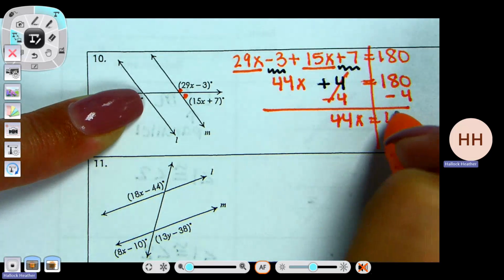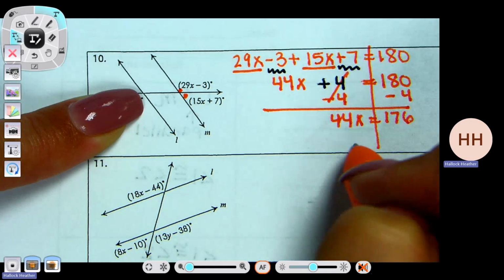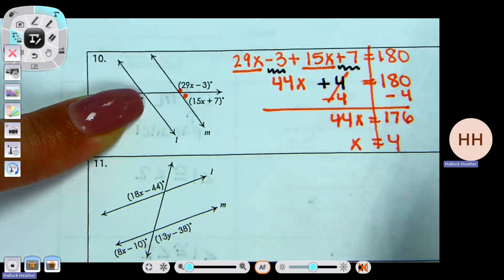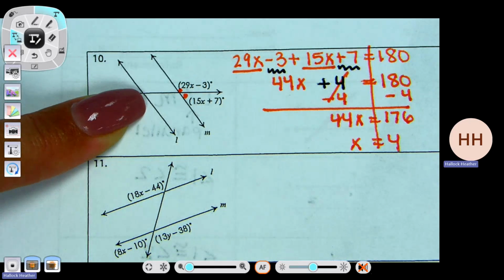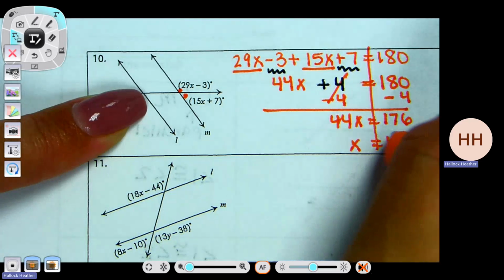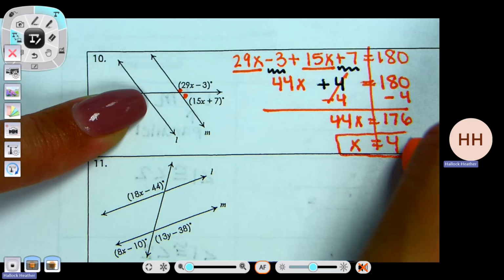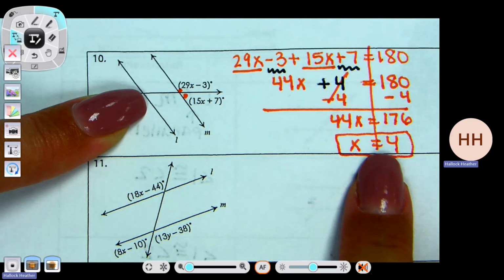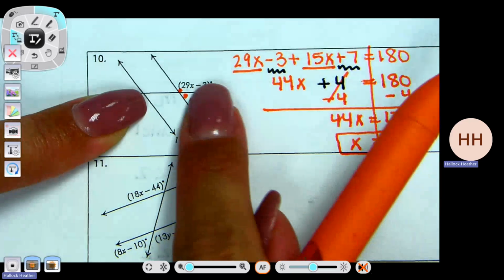Is it 4? Yeah, 76 divided by 44, x is 4. Okay, so what we're going to do with x, when you have double things that you have to do, we found x, we need to find y. To do that, we have to substitute this back in. Remember, you don't need to show the work for this. We're just going to plug it in and write the number.